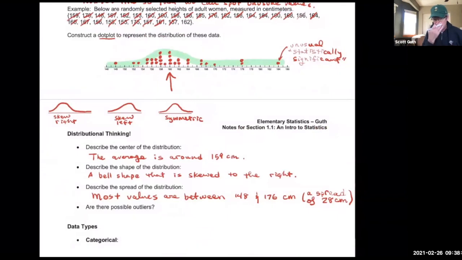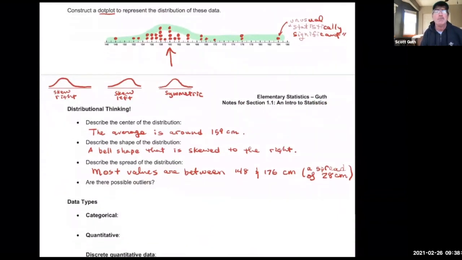Okay. And if you don't like 159, use a different guess. But it should be not too different from that. 160 is fine. 161's fine. I think if you go up to 162, you're starting to push your luck. Okay. It's just a guess.